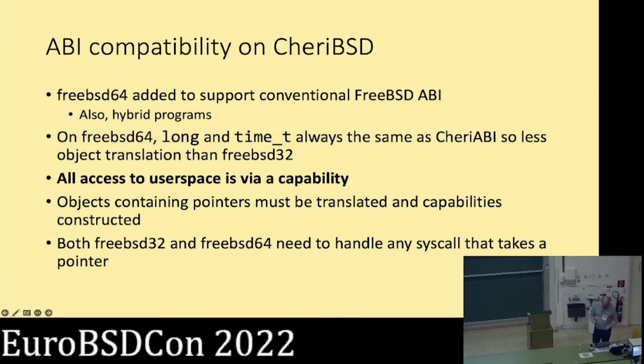So we added this FreeBSD32 compat layer. However, one thing that's important about the compat layer is once you're in the kernel, we've made it so that all access to user space is via a capability. So we actually have to derive capabilities from system call arguments and from inside structures in order to access user space. Now we do that just using the default capability for that process or thread, but it is something that has to be done. Otherwise, it's a lot like FreeBSD32, except that we don't have to handle time_t, because we always have 64-bit time_t's. We don't have to handle longs and size_t's.